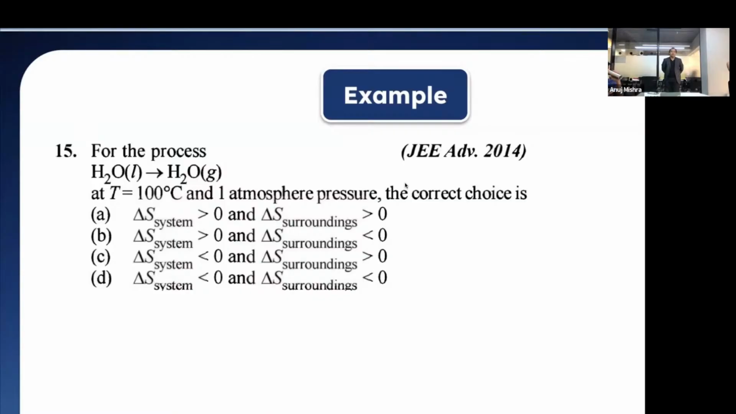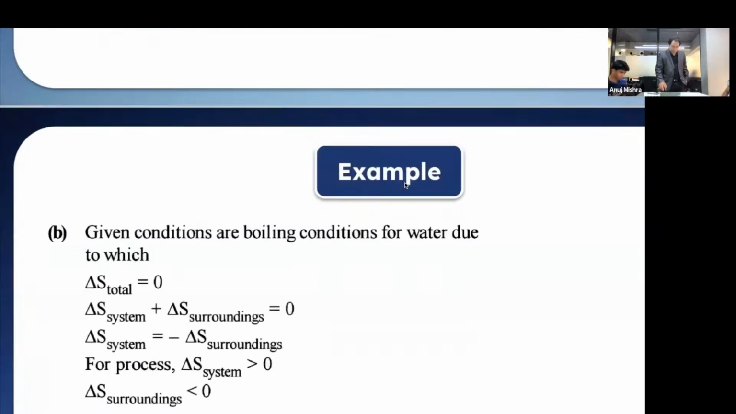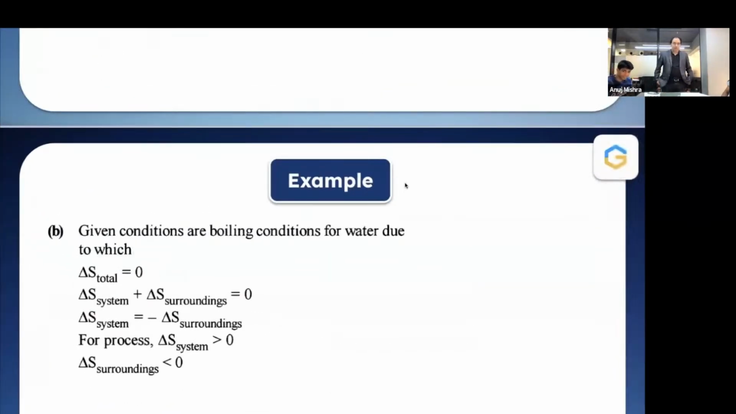Minus q upon T. So what is the heat exchange with the surroundings? You have taken heat, so what is minus q? That will be negative. Minus of minus. So what is the final answer? Now sum up the final answer. Which one do you want? B. सभी लोग B पे आ रहे हैं? अक्षय, आदित्य, क्या बात है? Congratulations. JEE Advanced 2014 का क्वेश्चन आपने सॉल्व कर लिया.